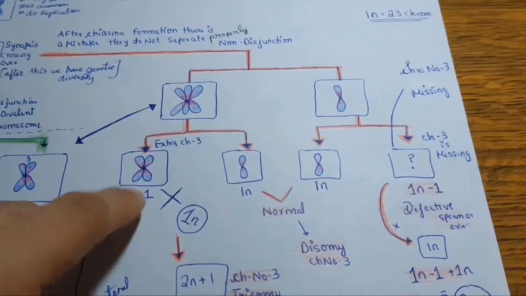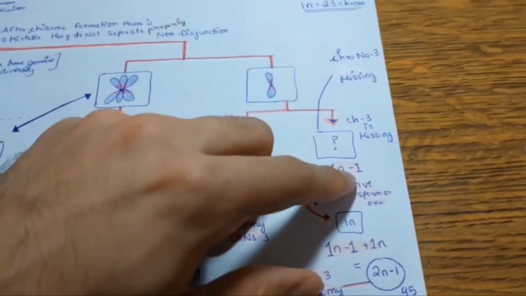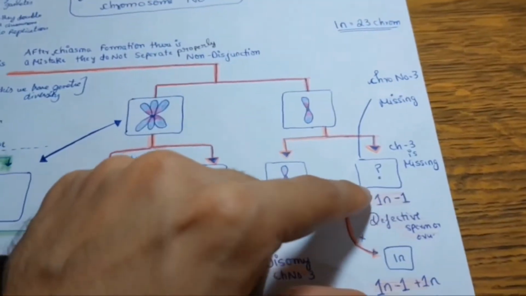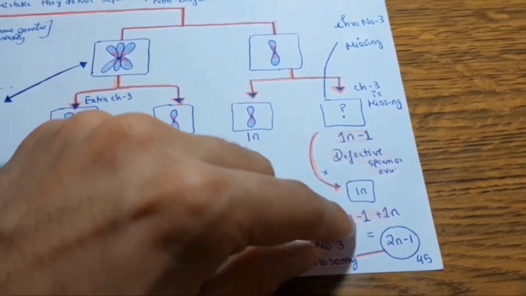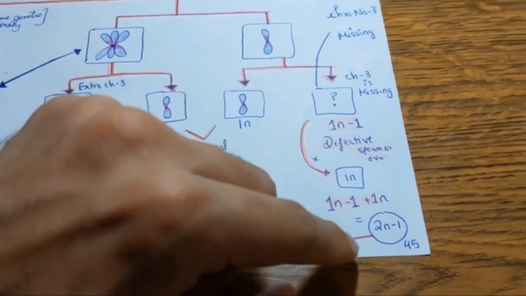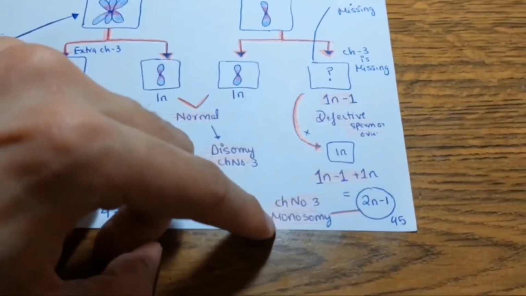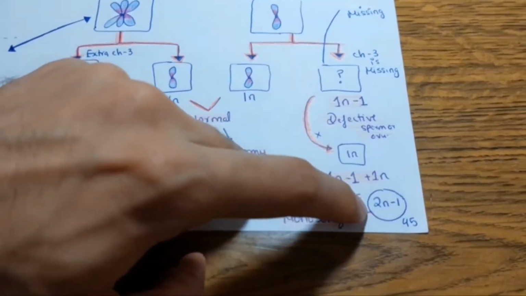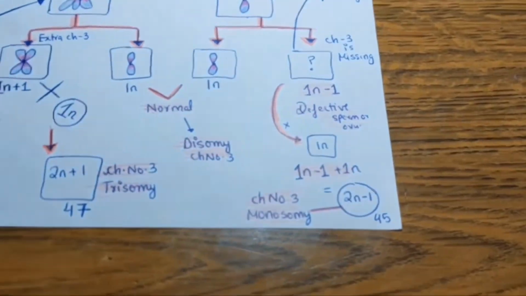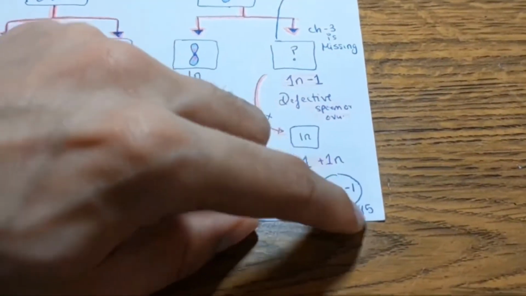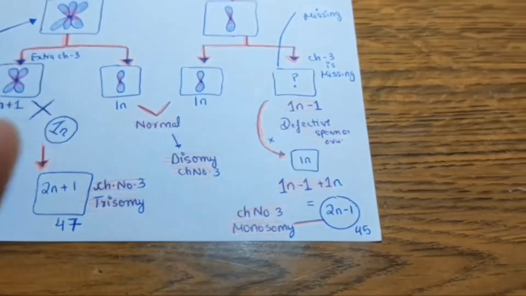So here the configuration is going to be 1n plus 1, whereas here the configuration is going to be 1n minus 1. So if this 1n minus 1 gamete, for example a sperm, fuses with a healthy ovum 1n, it will be 1n minus 1 plus 1n. So the total is going to be 2n minus 1. This means that in such a zygote there will be monosomy of chromosome number 3, that is, it won't have 2 copies of chromosome number 3, it will have just 1, and the total number of chromosomes, 2n minus 1, will be 45, which is aneuploidy because it is not a direct multiple of 23.